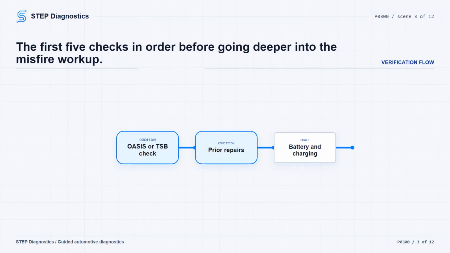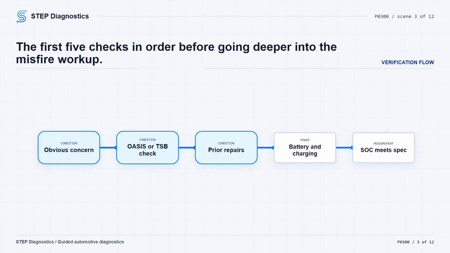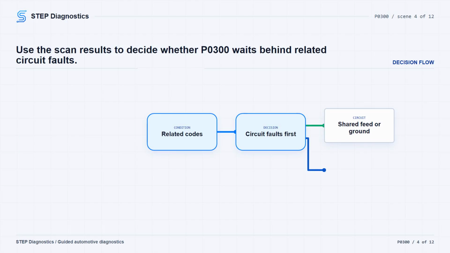Check available OASIS or TSB information, and look for previous repairs that may not have been completed correctly. Then confirm the battery and charging system are working correctly, and make sure battery state of charge is greater than 70% before beginning diagnostics. Next, scan all network modules for system or symptom codes that relate to the concern.